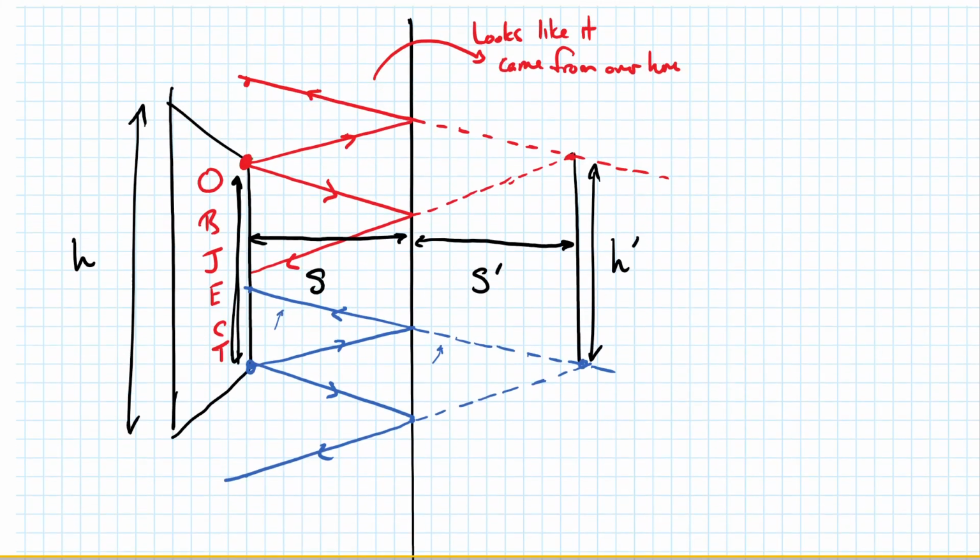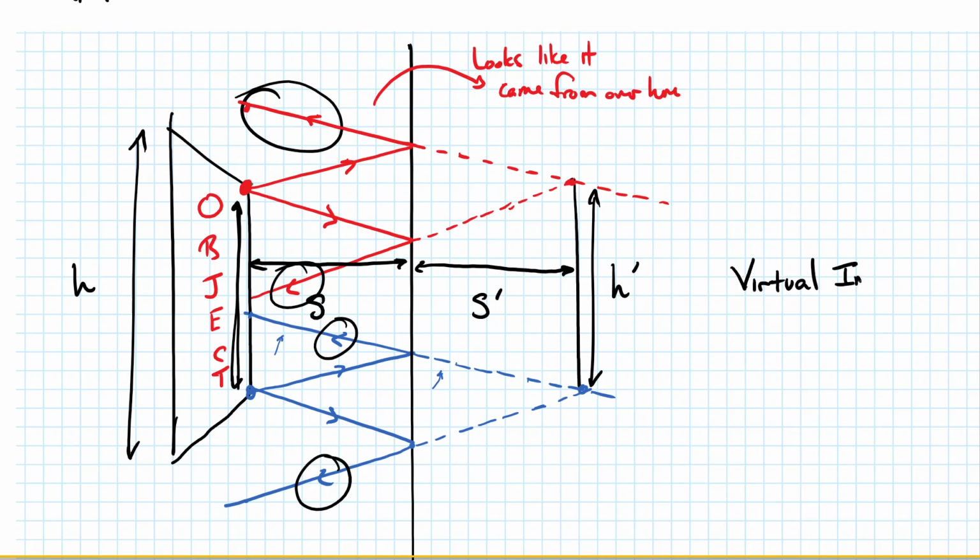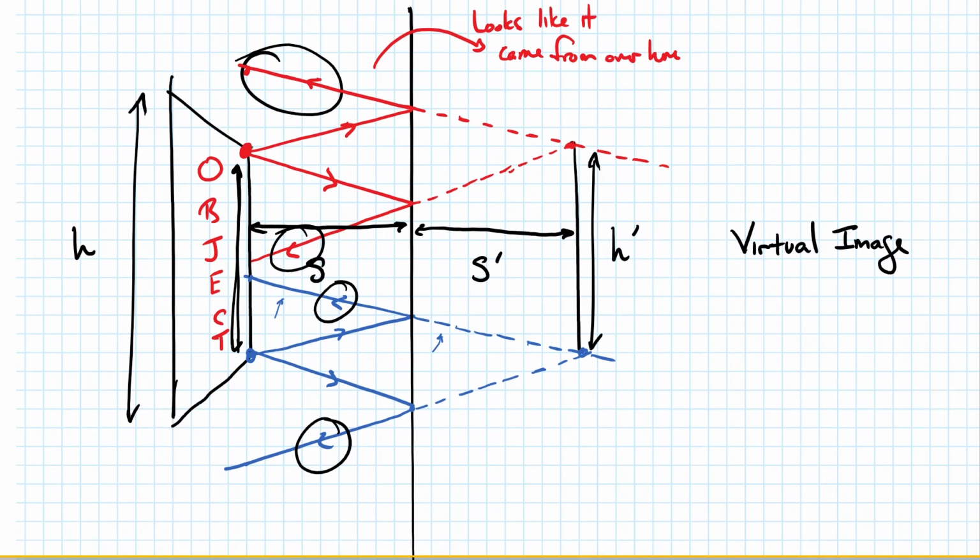Well, these rays of light that are leaving here, they're not actually leaving the image, they're leaving the mirror. They appear to come from the image. So this is going to be an example of a virtual image. Anytime we have these extended rays of light, that's a good sign that it's virtual.